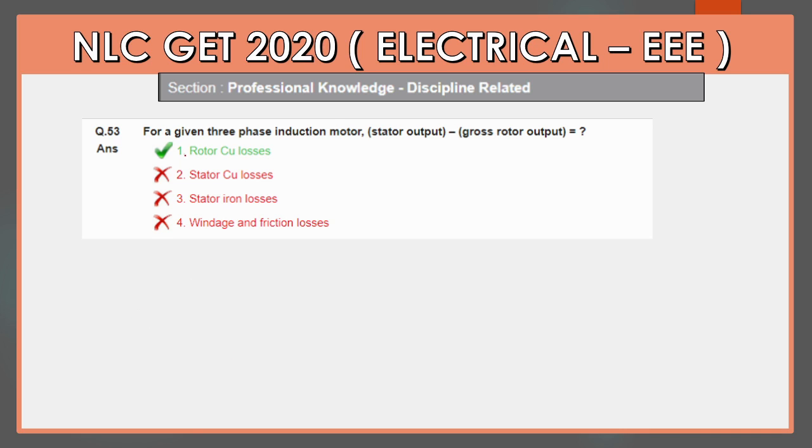Next question, for a given three-phase induction motor, stator output minus gross rotor output. Stator input minus stator output minus rotor output is nothing but rotor copper loss. So the first option is the answer.